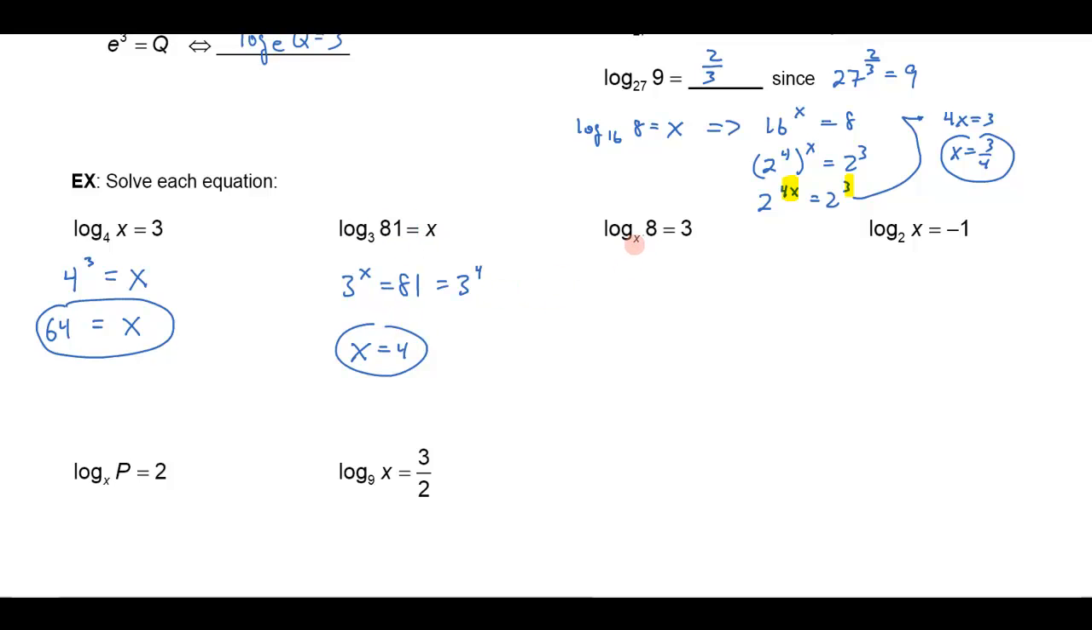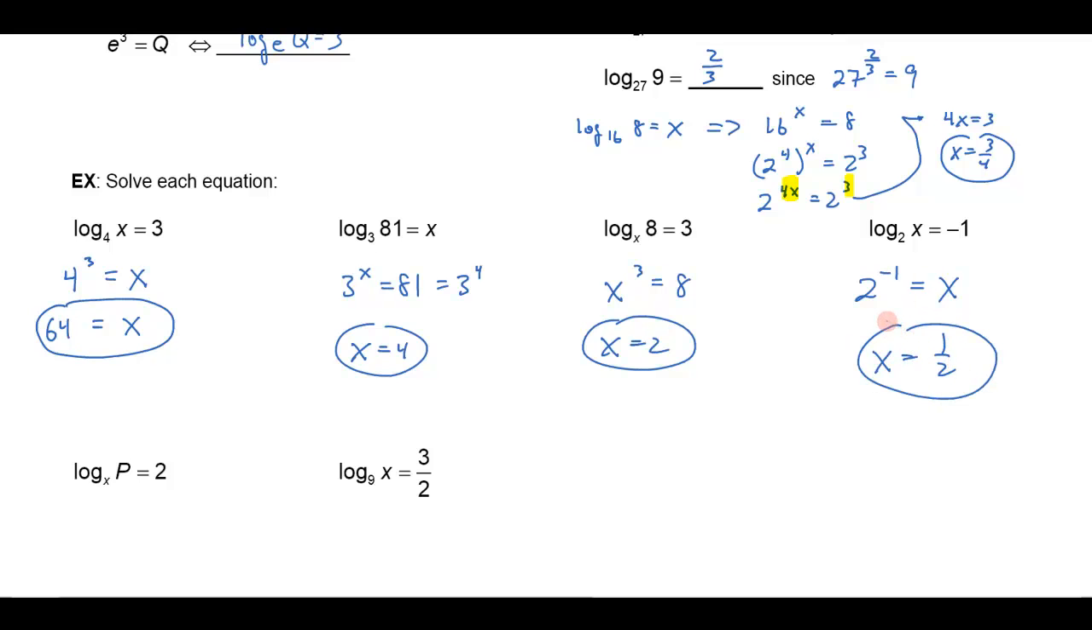How about the log base x of 8 equals 3? Well, that would mean that x to the 3rd power has to be 8. Well, what number do I cube to get 8? Well, I take the cube root of both sides, and x would be 2. Here I'd have 2 to the negative 1 power is equal to x, the base 2. The exponent, the logarithm, is equal to the exponent, negative 1. And so x has to be a half, right? 2 to the negative 1 is a half. And I'm done. See how easy these are?